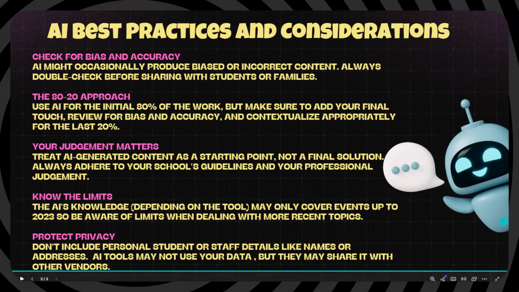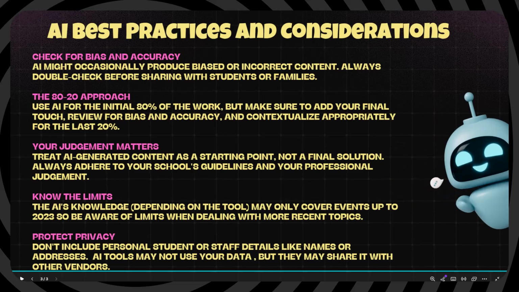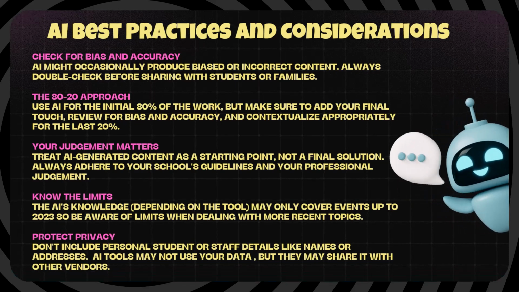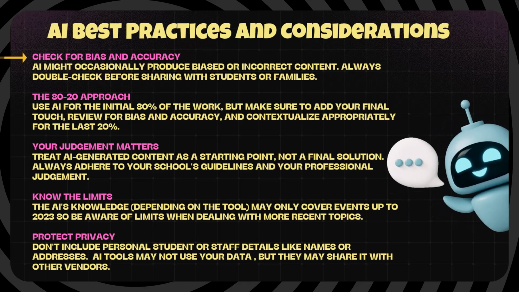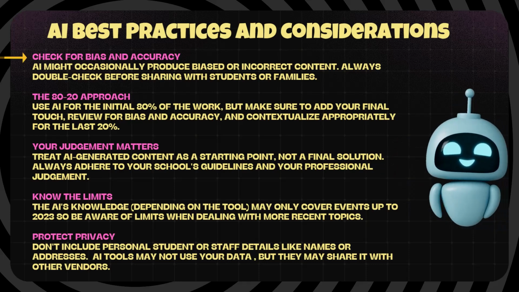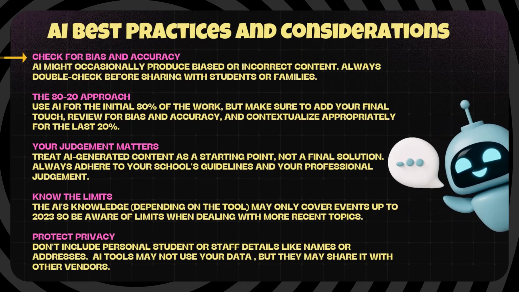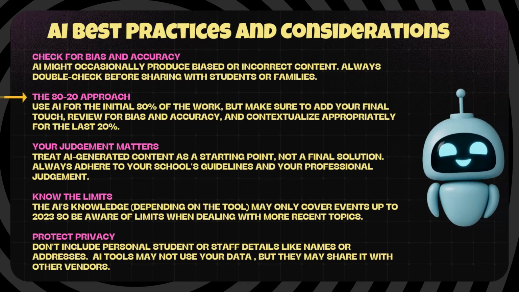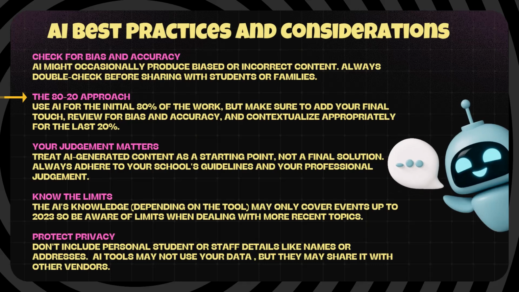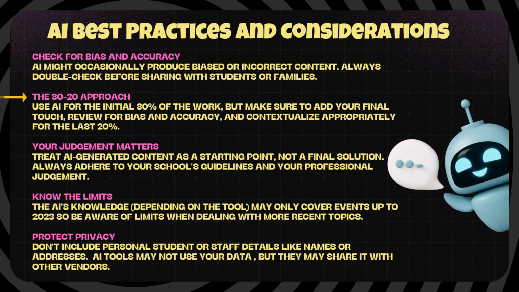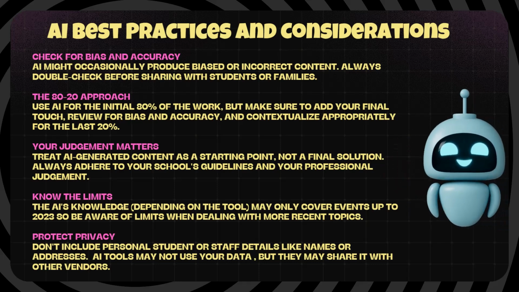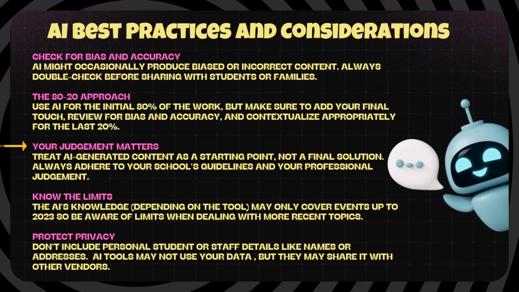Let's get started. Before we dive in, I want to go over some AI best practices and considerations. One, we've got to check for bias and accuracy. AI may generate biased or incorrect content, so always review before sharing. Two, the 80-20 approach. AI can do 80% of the heavy lifting, but your final review ensures accuracy, relevance, and clarity. Three, your judgment matters.